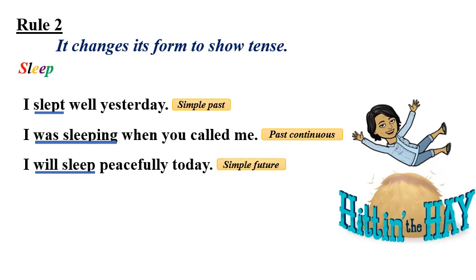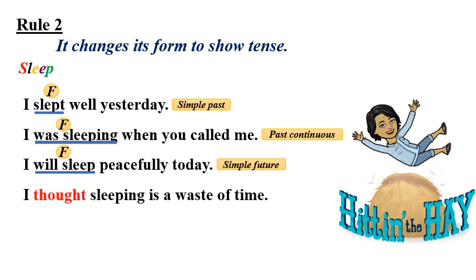In these three sentences, notice that the verb sleep changes its form to slept, was sleeping and will sleep to show the tense. And so these are finite verbs. But look at the verb sleeping in this sentence. "I thought sleeping is a waste of time." This sentence is in the past tense.